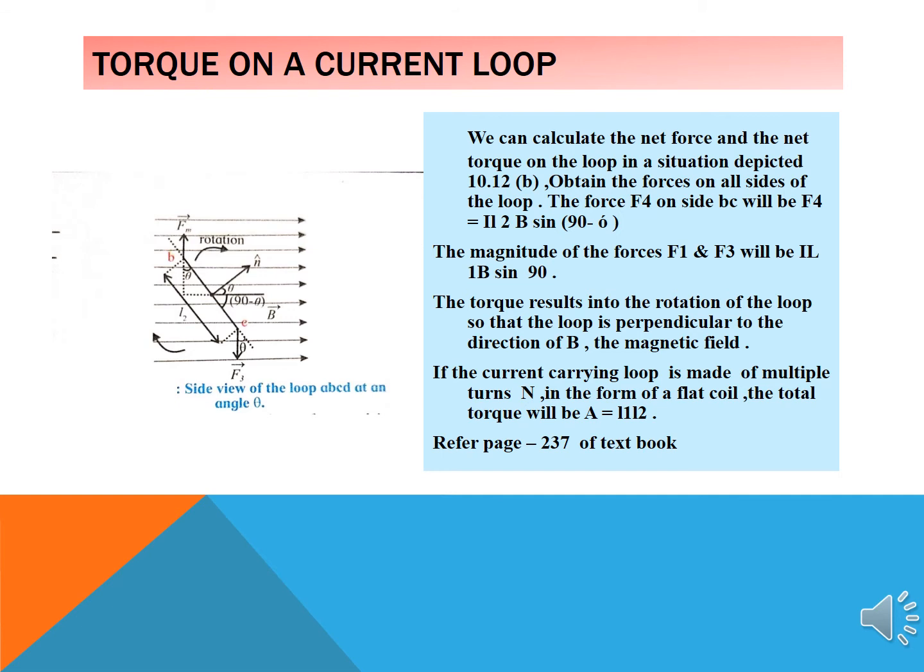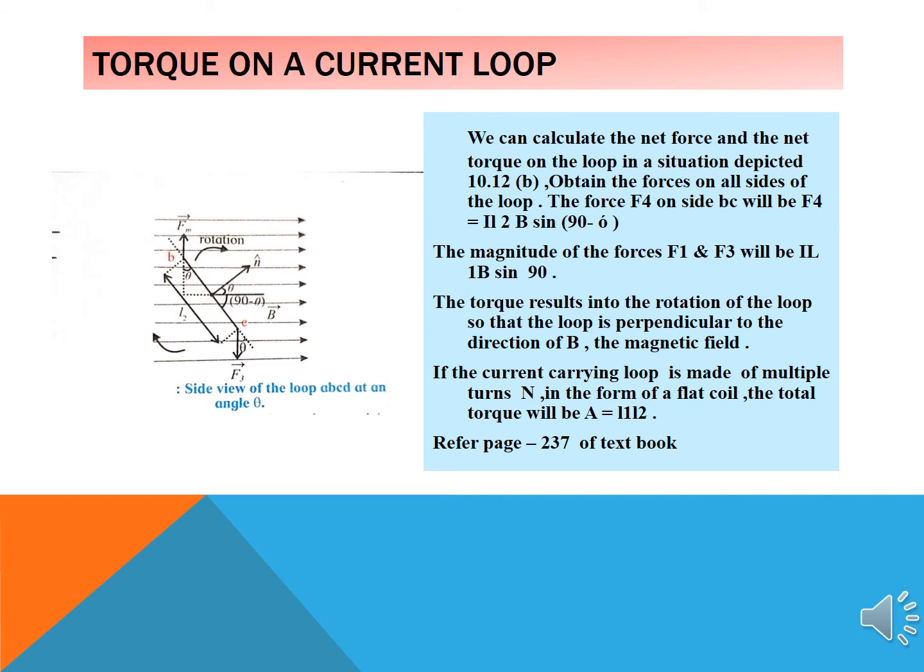The torque results in the rotation of the loop so that the loop is perpendicular to the direction of the magnetic field, that is capital B. The moment arm is half of L2 sine theta, as the central axis of the loop rotates.